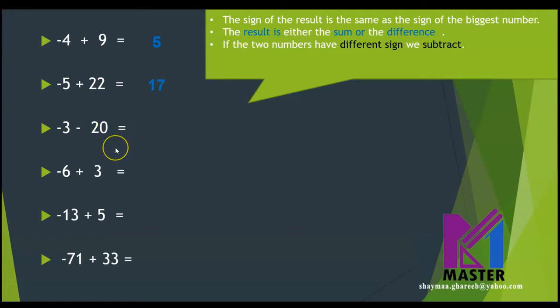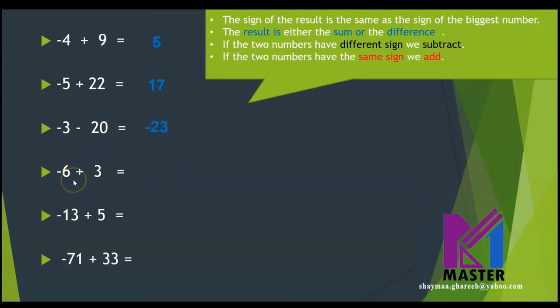So both of them have the same sign. If the two numbers have the same sign, we add. So here I have two negative numbers. Then I will add them together. 20 plus 3 equals 23. Then the number will be 23. Positive or negative? It will be negative. Why? Because the biggest number here is a negative number, which is -20. Okay? Is this clear? So the answer will be -23.